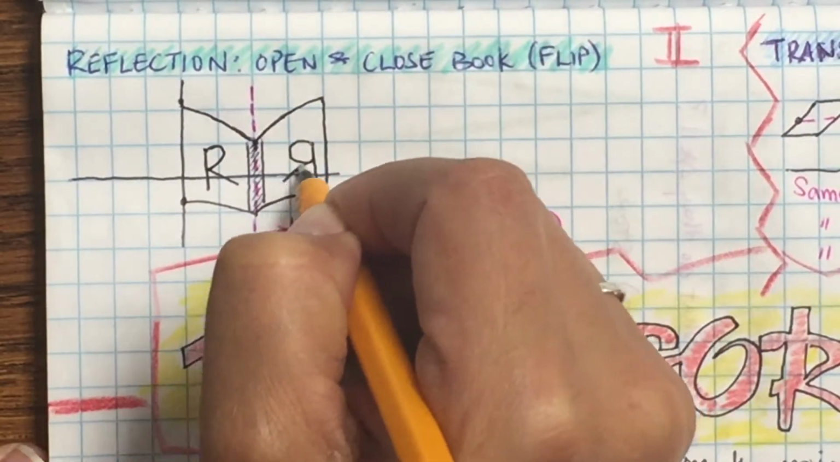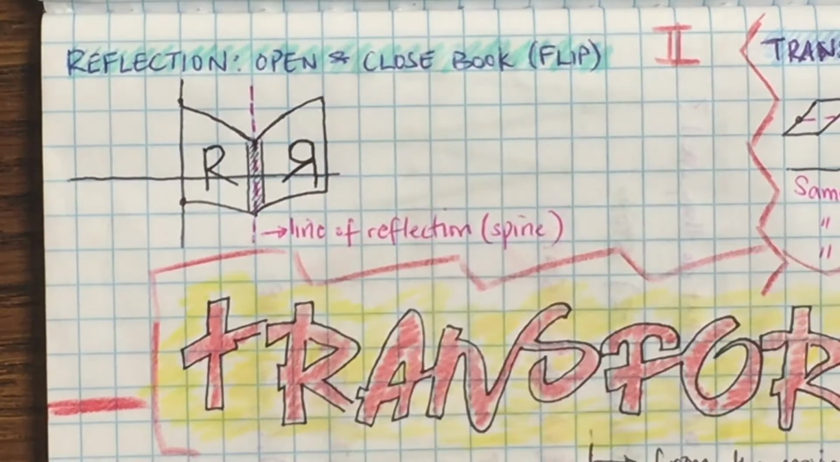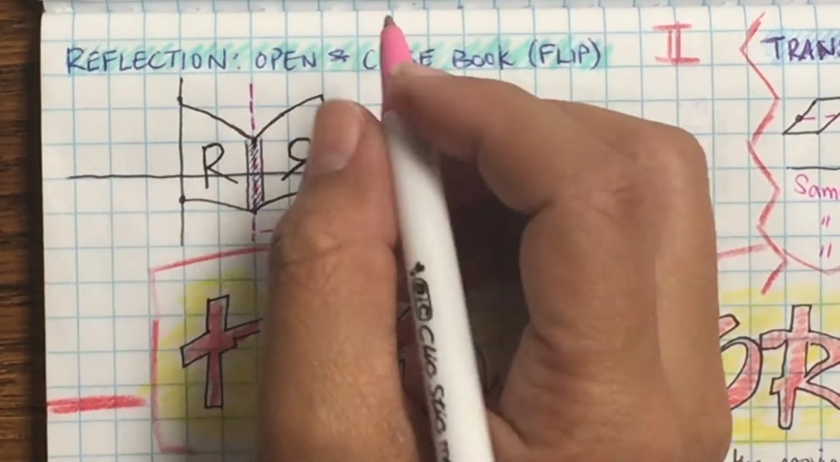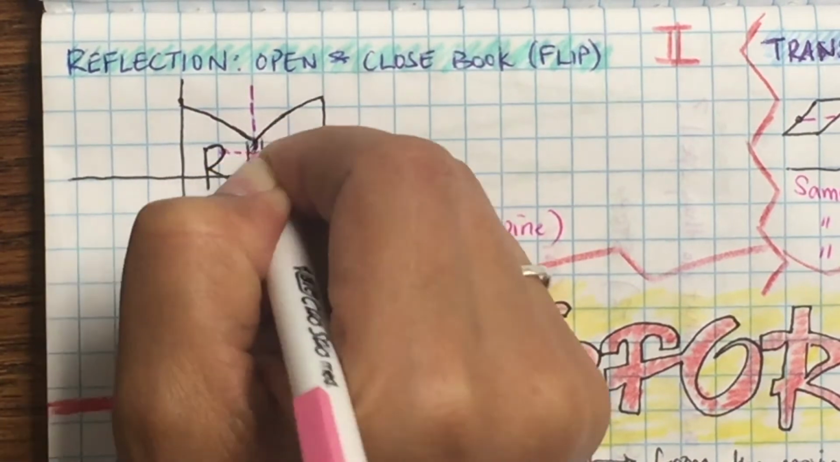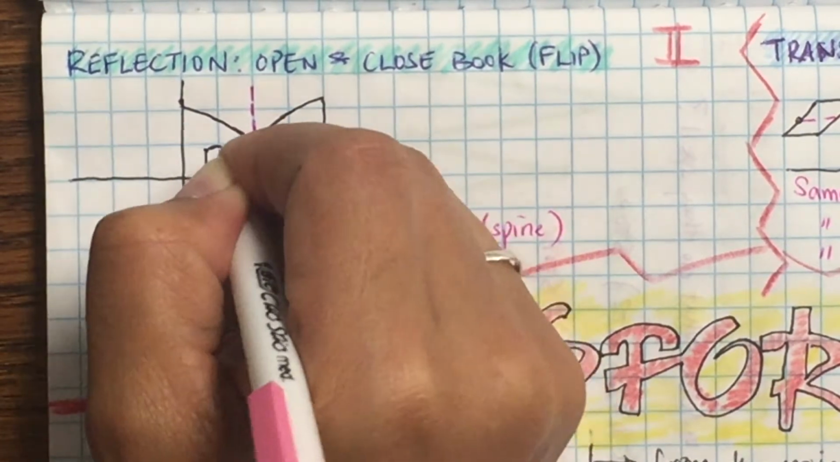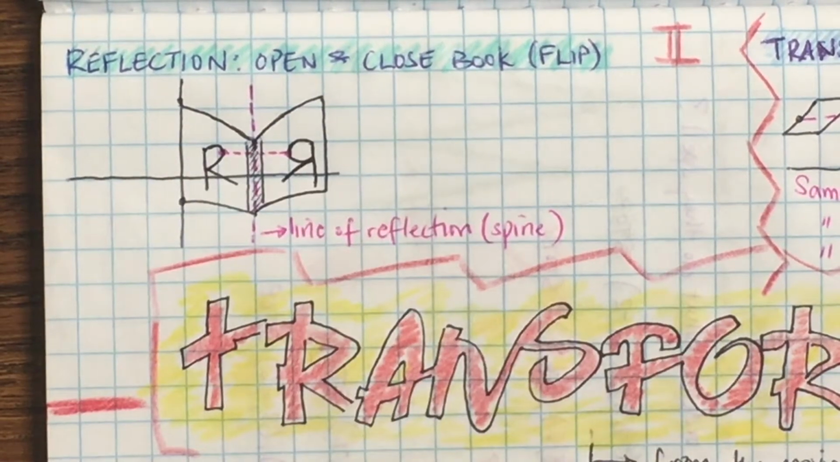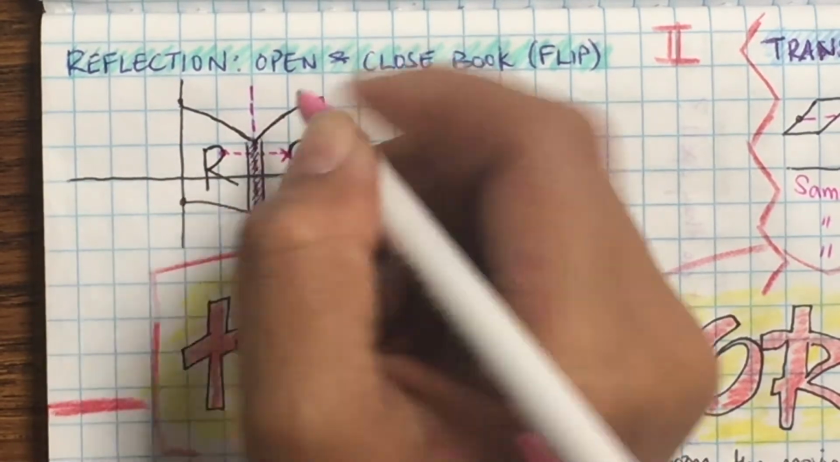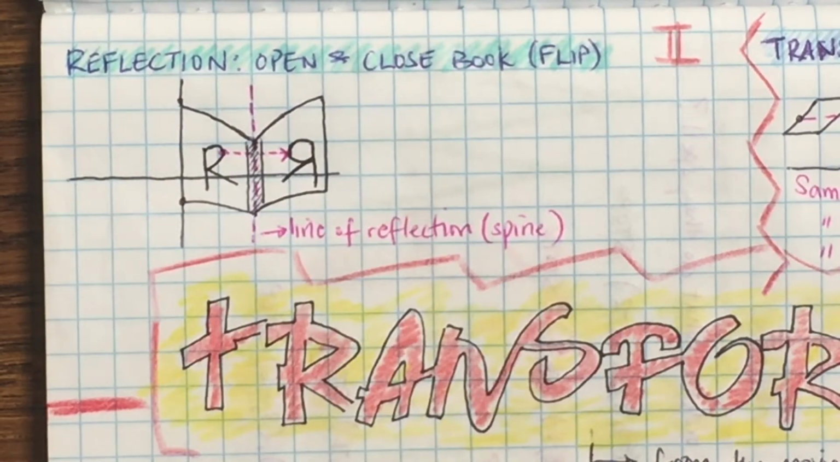The listening check. Color in the holes in both R's. Every point of that R is exactly on the other side of the book. So it goes in perpendicular to the spine, meaning it meets the spine at a 90-degree angle.